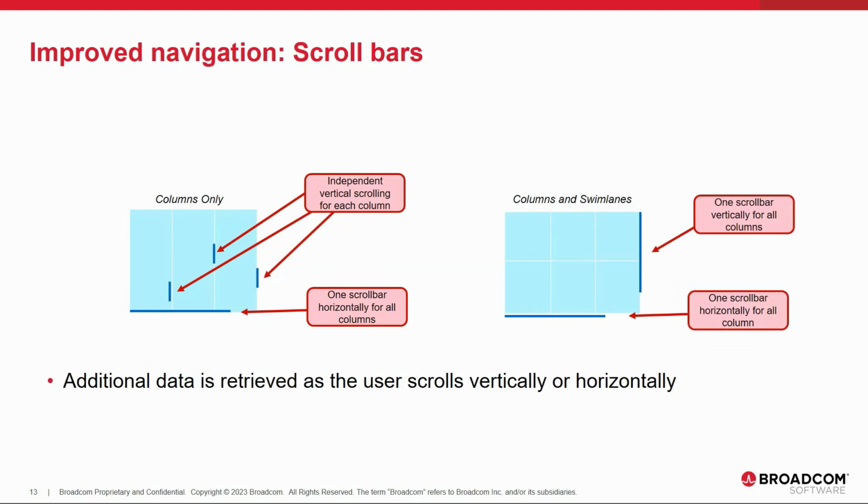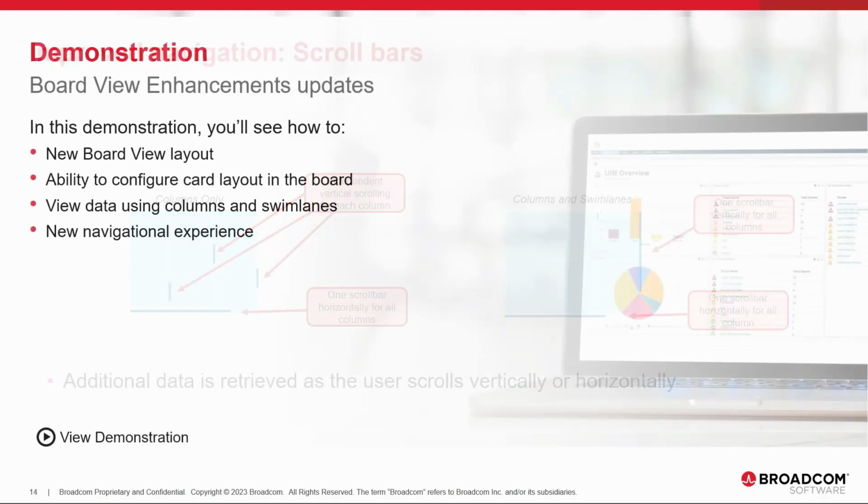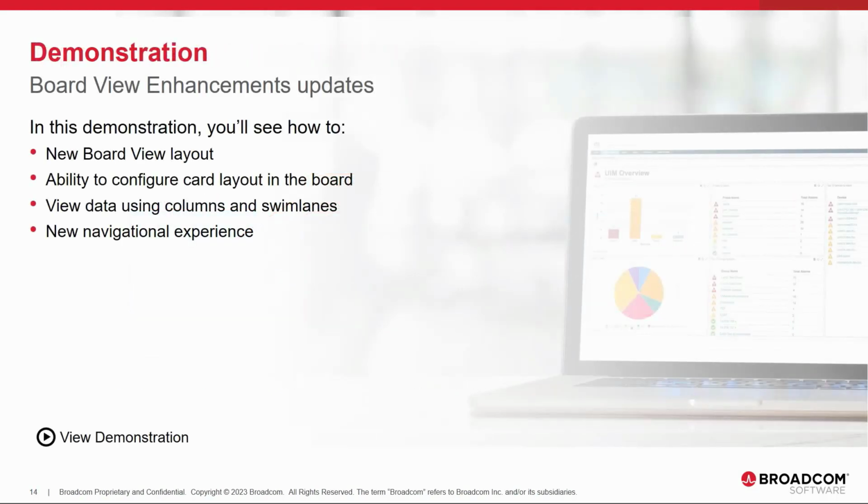If the user specifies columns and swim lanes, then there will be a single scroll bar for vertical scrolling from top to bottom and one horizontal scroll bar going left to right. As the user scrolls top to bottom or left to right, the data will be retrieved automatically. With that, let's see the product in action.